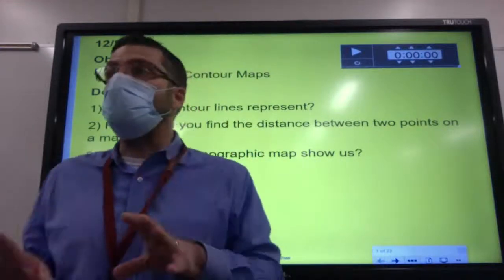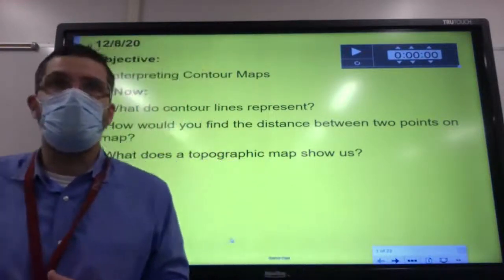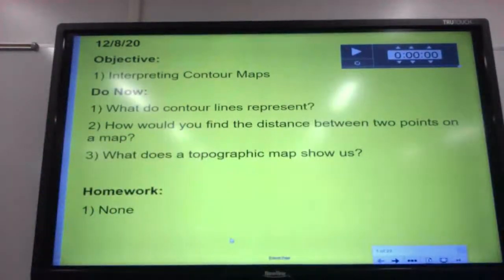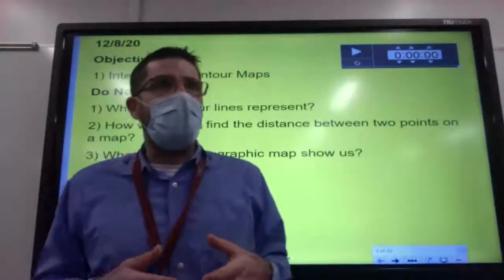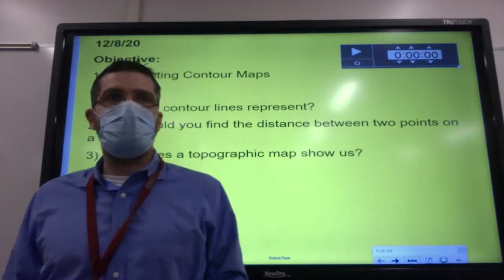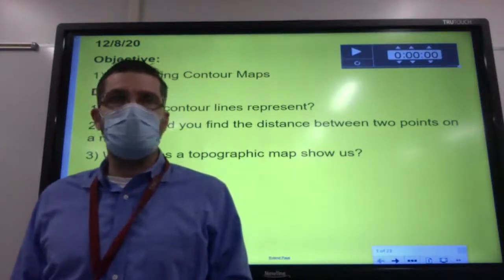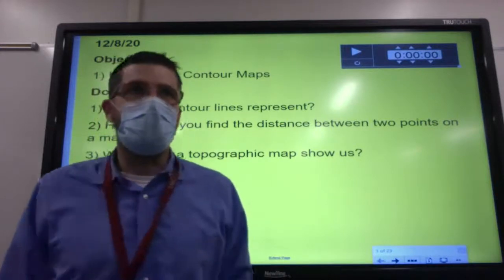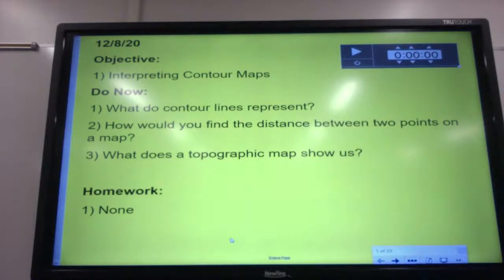All right, so how do you find the distance between two points on a map? What specifically would you use on that map? The scale. All right, so again, the scale is basically used as a ratio. So for every 1 inch on this map equals maybe 200 miles on Earth's surface. Third question, what does the topographic map show us? The surface features in the area, whether it's mountains, valleys, depressions.